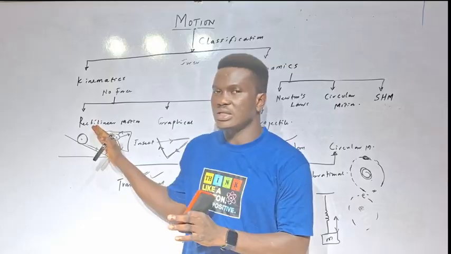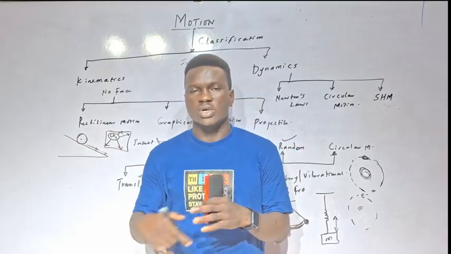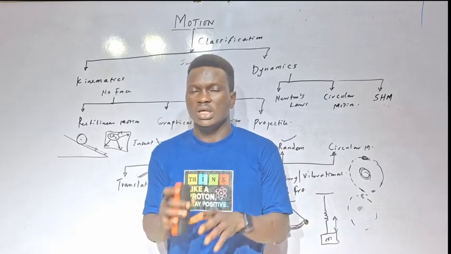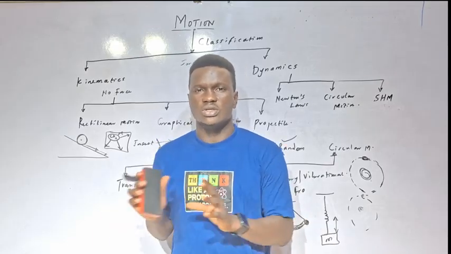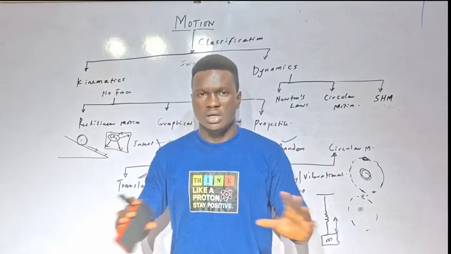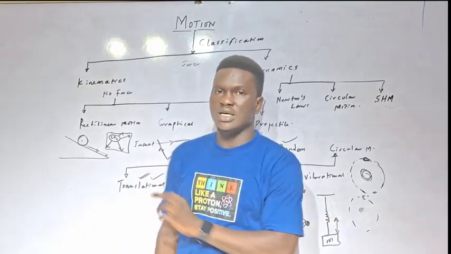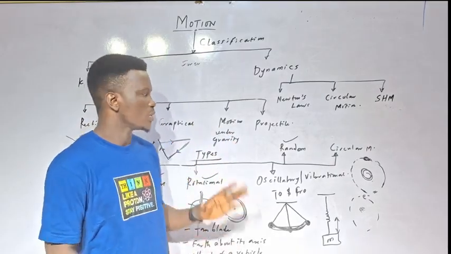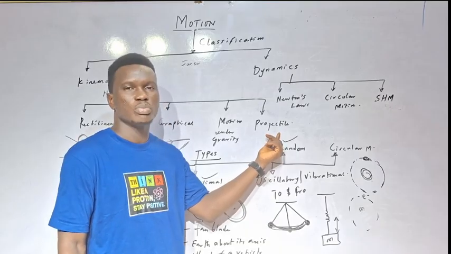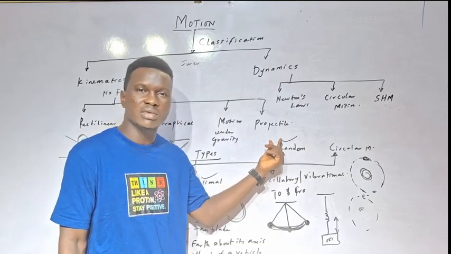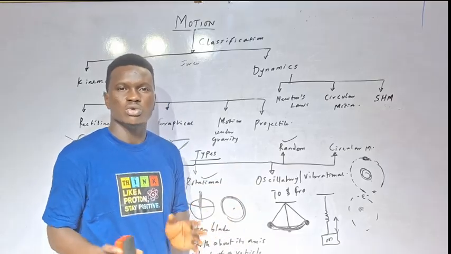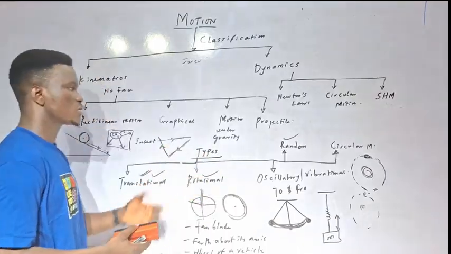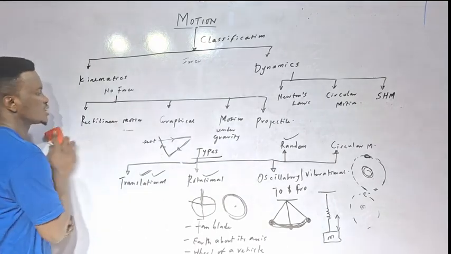Then when we are through with rectilinear motion, we're going to derive the equations of motion. After that, we'll solve questions on all the things we have been saying. Then in our next class, we'll focus on both graphical motion and motion under gravity. And the class after, we focus on projectile motion, because I have to take my time to explain projectile for you to understand it clearly. So let's move on. Let's spend energy on rectilinear motion.